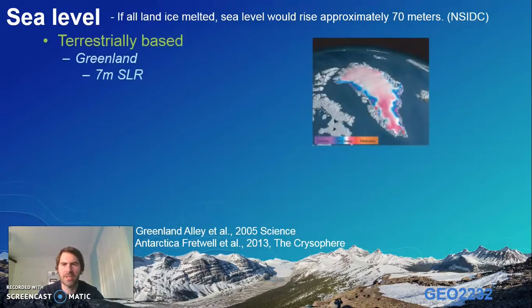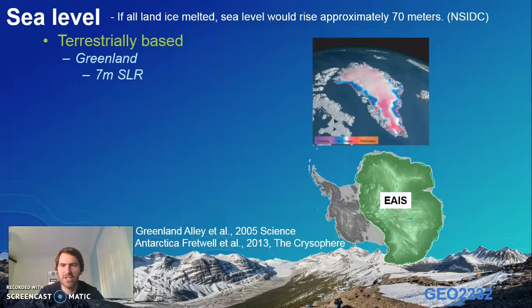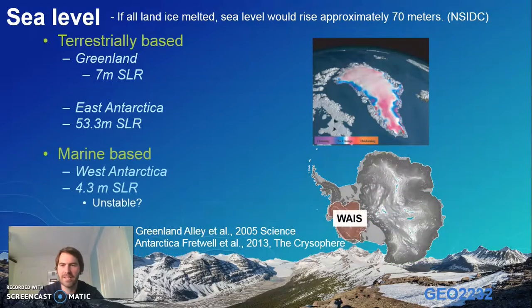Let's recap the ice sheets. So we know terrestrially based Greenland, if that all melted, would contribute 7 metres to sea level rise. The East Antarctic ice sheet is an order of magnitude bigger, 53.3 metres sea level rise potential. The marine-based West Antarctic ice sheet, since it already sits below sea level and has already displaced some of the water surrounding it, is much less, only 4.3 metres sea level rise, but still significant, and it's unstable.